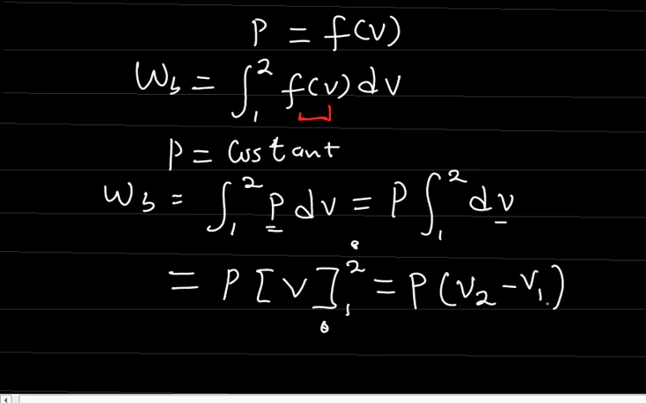So that is what you have when the pressure is constant. It's not a function, it has a constant value. Or it could also be a change in pressure, but the pressure is not a function of volume. This is what you have. So please take note of this.